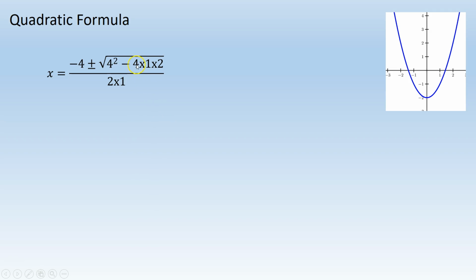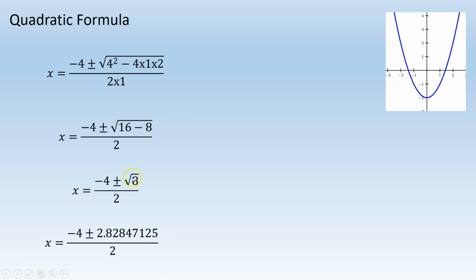And minus, so it's going to be -4 times 1 times 2. So 4 times 1 is 4, 4 times 2 is 8. So it's going to be 16 minus 8, and then divided by 2 times 1, which is 2. So hopefully you should have something like this. And then we can neaten this up again, so 16 minus 8, and then we're going to square root it. So then we end up with 8, and then we do the square root of the 8.